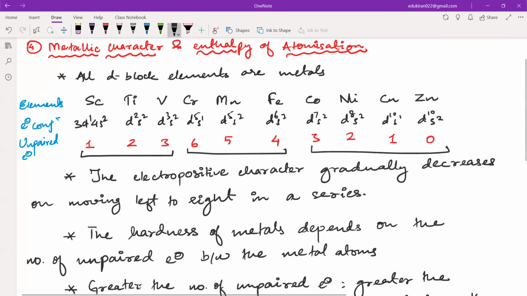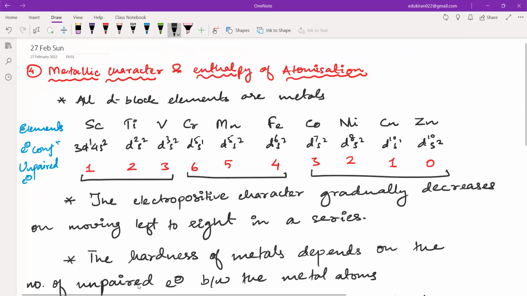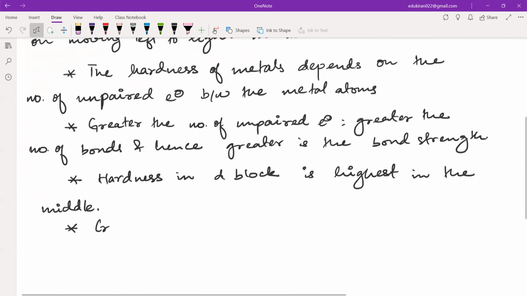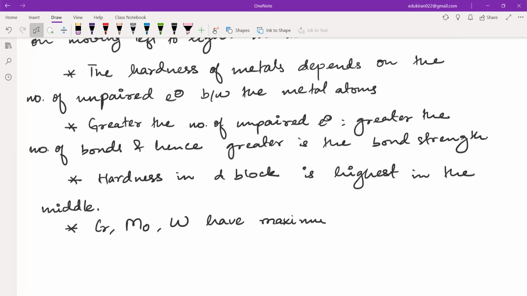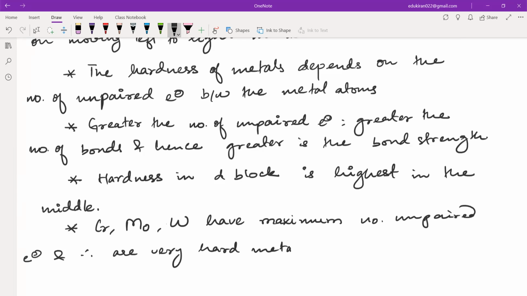So you can see that's chromium. Okay. So chromium, and after that you have molybdenum, and then you have tungsten, which is shown by W. Chromium, molybdenum and tungsten have the maximum number of unpaired electrons, and therefore are very hard metals.